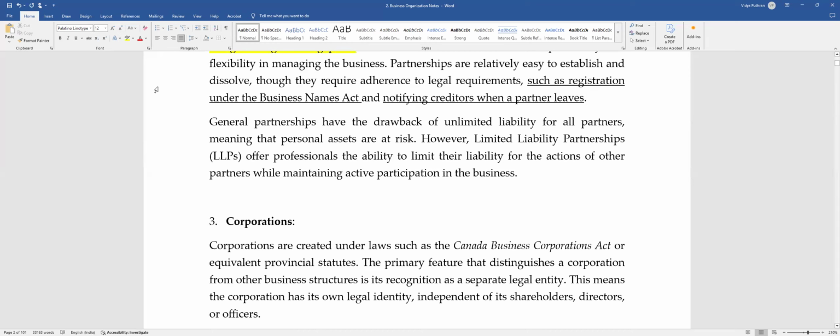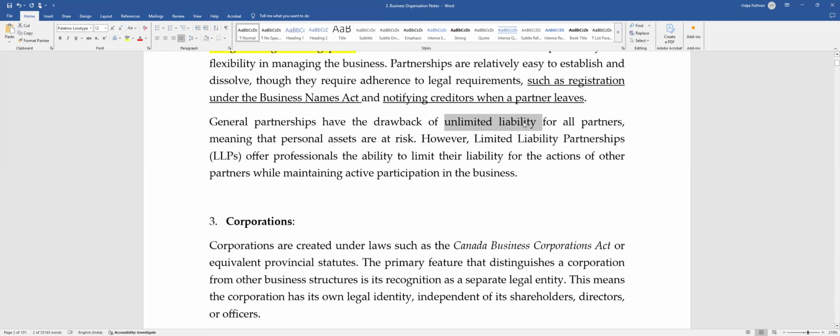Now, general partnerships have the drawback of unlimited liability. What is the difference between these two? Is in liability. Okay, कौन कितना responsible है for the debts or any liabilities. तो उसी पे differences है. So you can see, general partnership have unlimited liability, same like sole proprietorship.